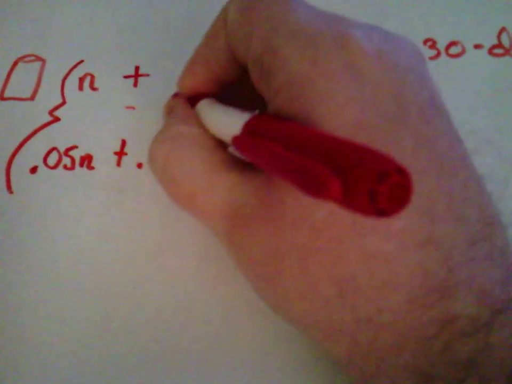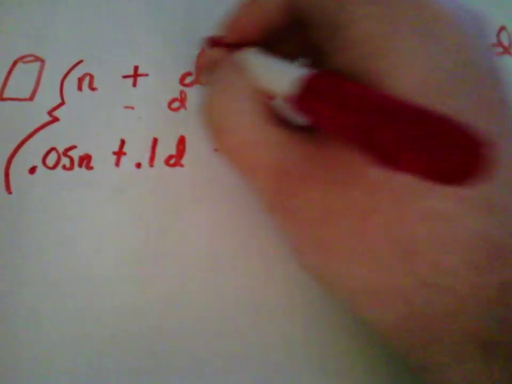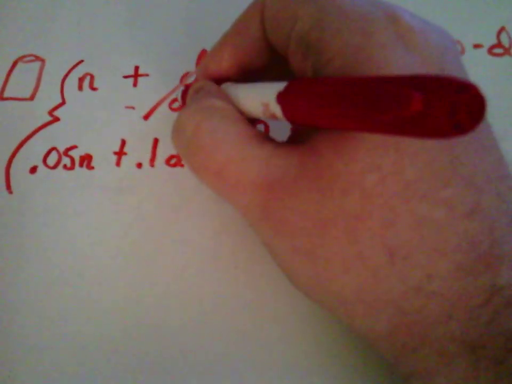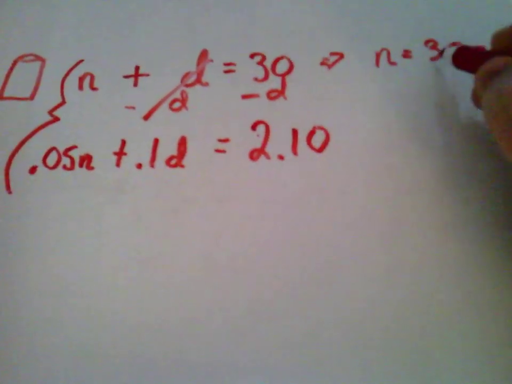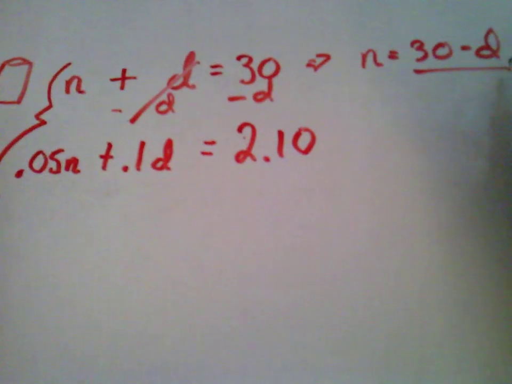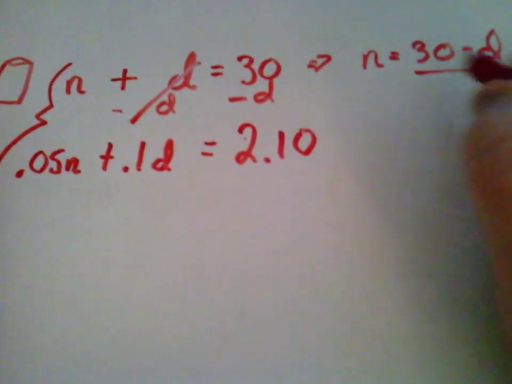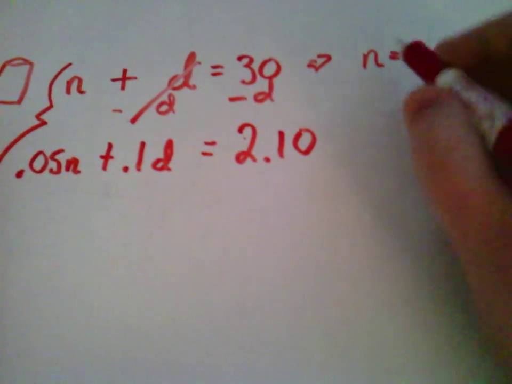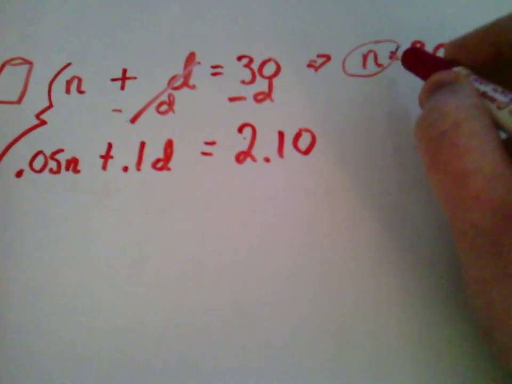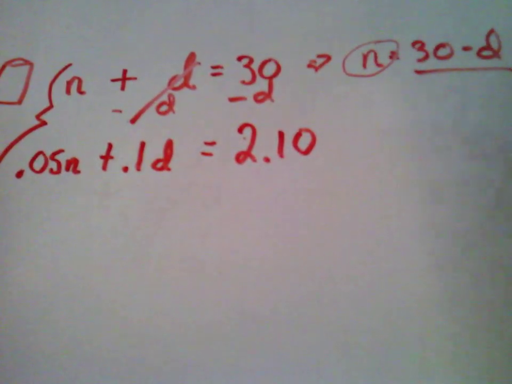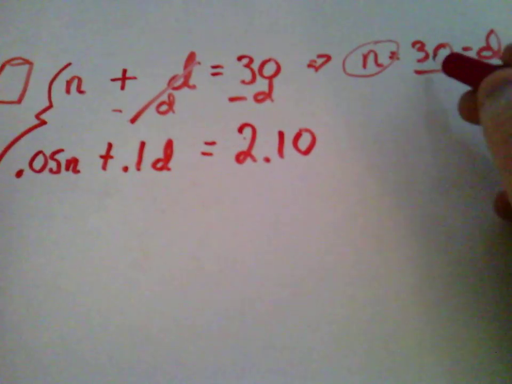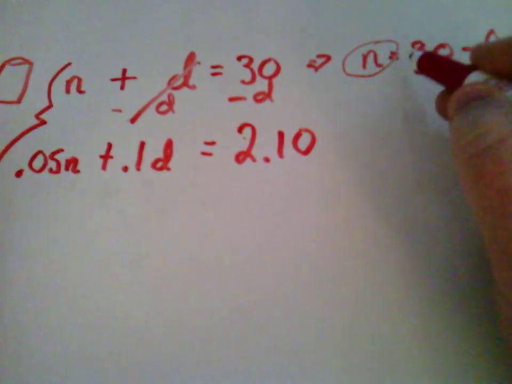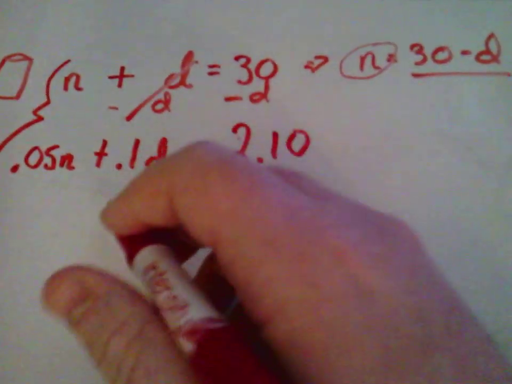Alright, you see we subtracted D from both sides. This went away because D minus D is 0. 30 minus D is 30 minus D. N equals 30 minus D. Alright, now what? Well, I actually know what N is now. I mean, we don't have an answer, but we do have this. N is equal to 30 minus D.